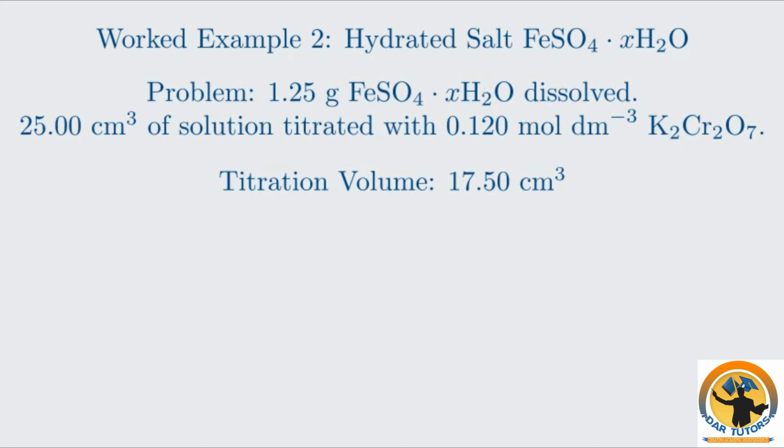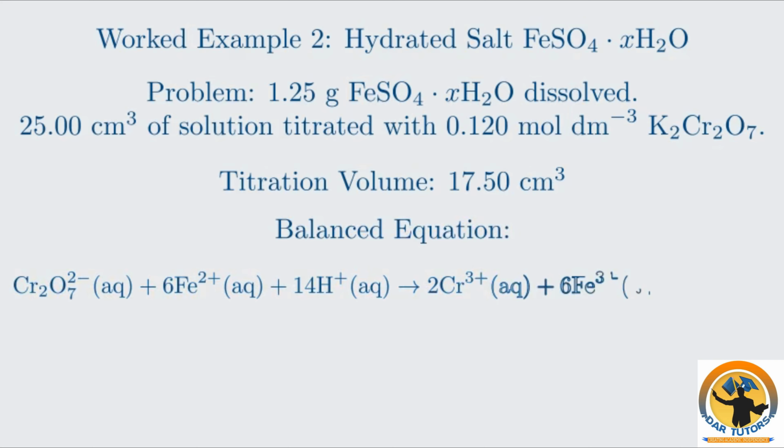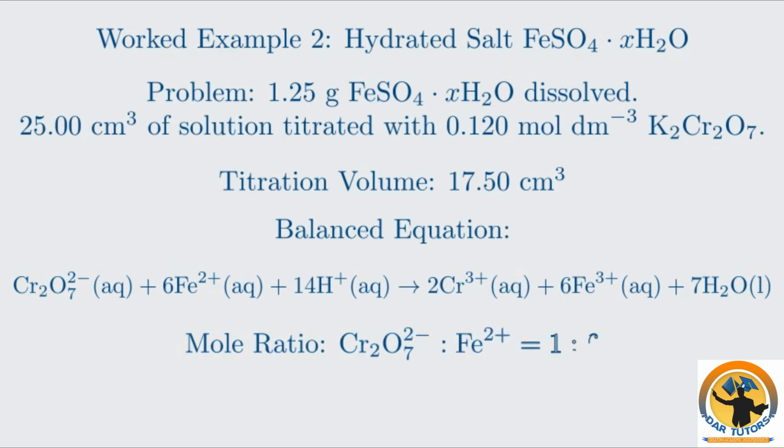The key to solving this is the balanced net ionic equation, which is provided. The dichromate ion, Cr2O7 2-, oxidizes the iron(II) ions, Fe2+, to iron(III) ions, Fe3+. In this reaction, 1 mole of dichromate oxidizes 6 moles of iron(II). Notice that the mole ratio of dichromate to iron(II) is 1 to 6. Keep this in mind as we proceed.